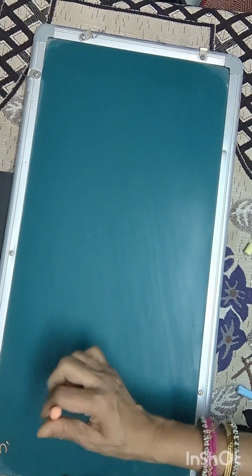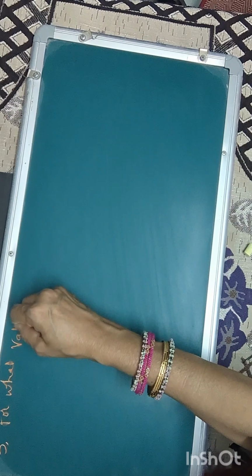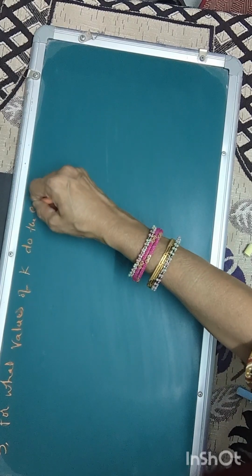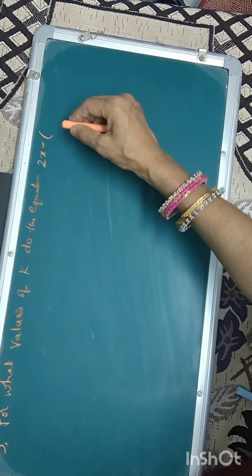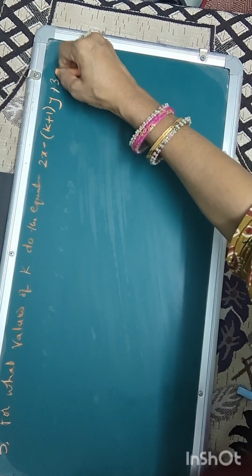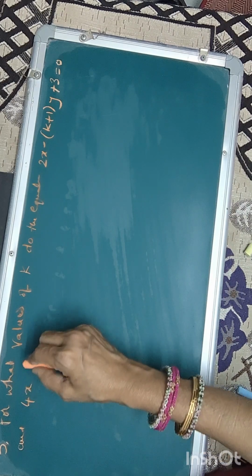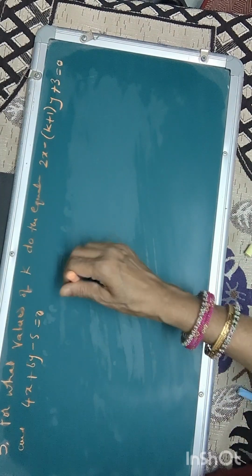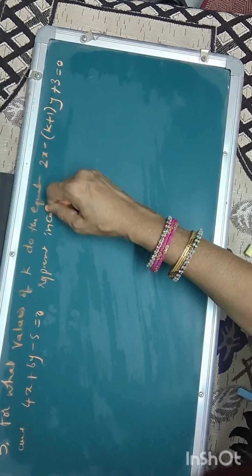So the fifth question is in section B. For what values of k do the equations 2x minus (k plus n) into y plus 3 is equal to 0 and 4x plus 6y minus 5 is equal to 0 represent an inconsistent pair? Inconsistent.